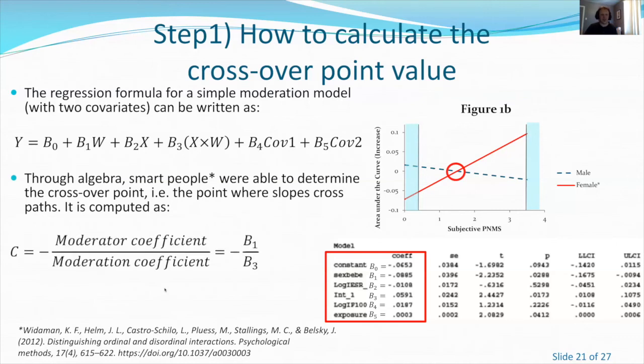So it's computed as, we note it as C, and it's calculated as minus the moderator coefficient divided by the moderation coefficient. So in this case, it would be minus B1 divided by B3. So here in our example, we get 1.497, which is exactly what we get on this graph. So it's comforting that we did not make a mistake.